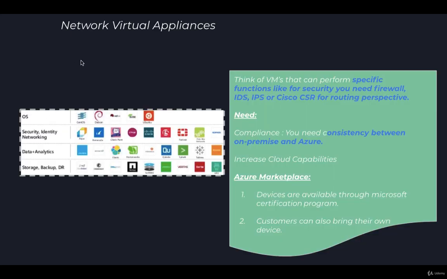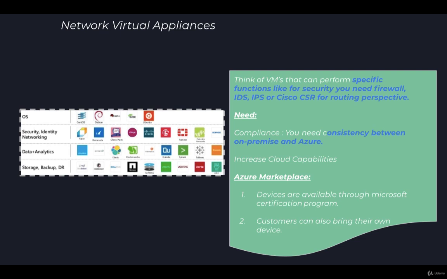And then we have the network virtual appliances. Think from a perspective that there is a need, since in on-premise you can have physical appliances like Cisco ASR or Palo Alto or a router, or Juniper. In case of cloud, if you need similar devices, think of VMs or already created images which are there in the Azure Marketplace. If you search on the marketplace, you'll get all these things. Think of a VM that can perform specific functions, like from a security perspective you need a firewall, IDS, IPS, or Cisco CSR for routing. As per your need, there are different types of VMs which are already available in the Azure Marketplace.